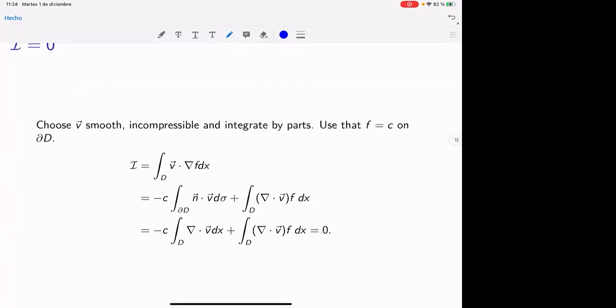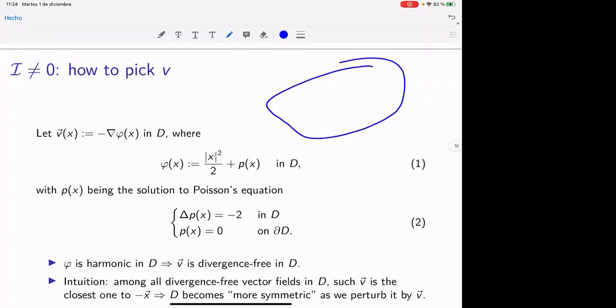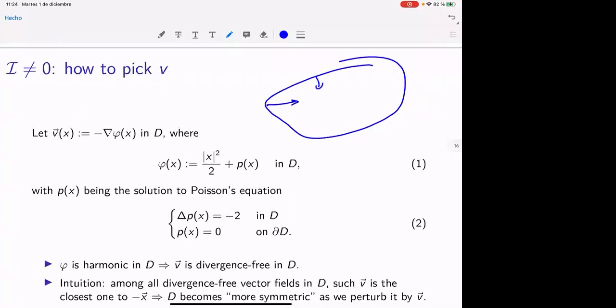So this is easy. And now let's produce a V, and I'm assuming very little here about V, just that V is incompressible. So let's produce now a V that makes I non-zero. Okay, and this is the difficult part. The intuition is, if I have something like this, then I would like to find a V that makes my patch more radial, so that it points more towards the center whenever the patch is further from the origin. So that would be the ideal V. So V, ideally, I would like it to be minus X. But of course, minus X is not incompressible. So I cannot pick minus X as my V, but I can project minus X onto the divergence free vector fields.